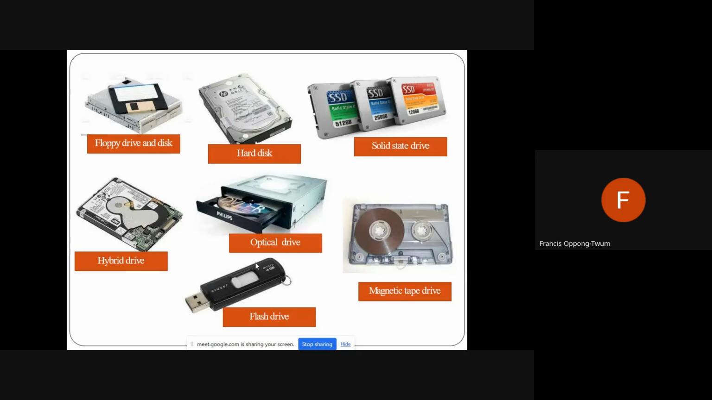So these are the basic storage devices that I think we were able to identify on the system unit that I showed you. Please, can we all see it? Any question on it? Any question?